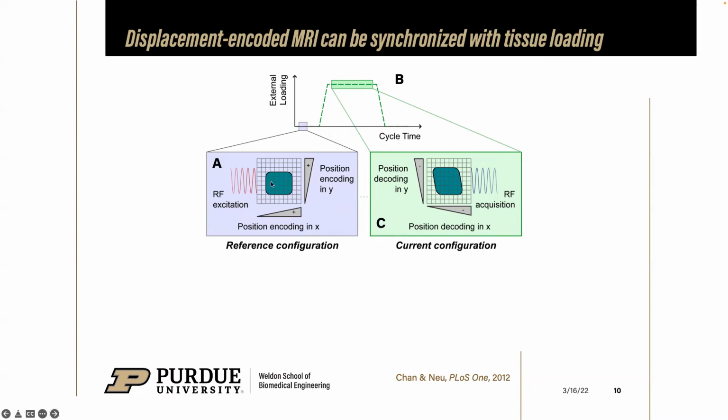You have protons that are now within these tissues that have a phase that is directly proportional to the position that it's in in this reference configuration within our load cycle time. And then when we apply our loads, which are going to be the same across every single loading cycle, that is when we acquire the data, right? And so we have our RF acquisition. We are able to basically apply the opposite gradient here. So we call it position decoding rather than position encoding.